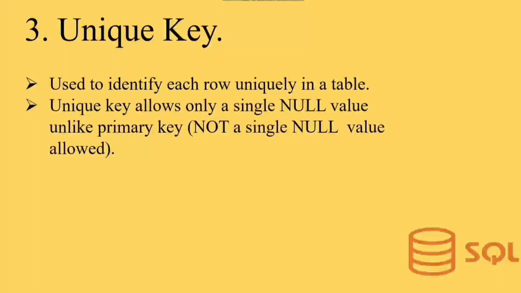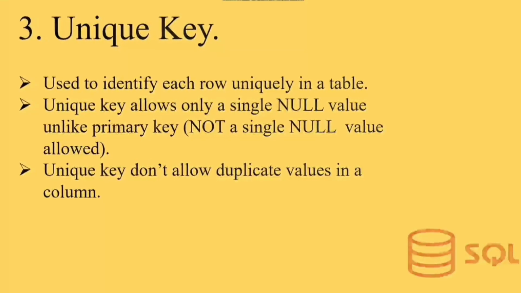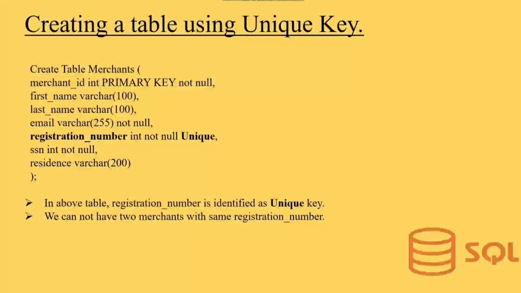Okay, and unique key allows only a single null value. In primary key you cannot have a single null value, but in unique key just one null value is allowed, and it doesn't allow any duplicate values. Okay, so let's see an example. In that same merchants table, registration number we can identify as unique key. You can see here it's not null and unique. So we cannot have two merchants with the same registration number. Okay, so all registration numbers are unique.